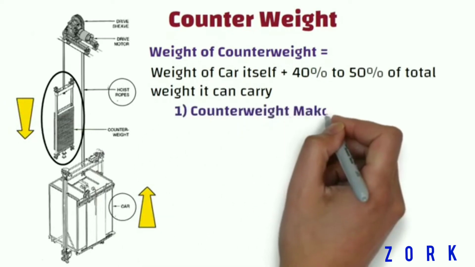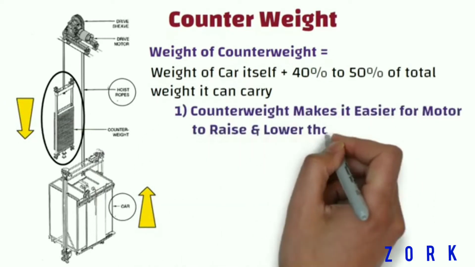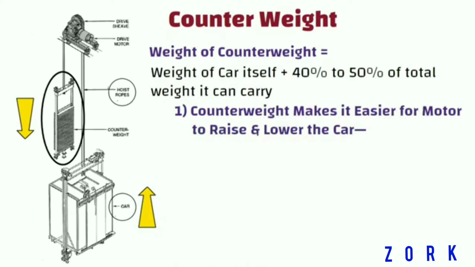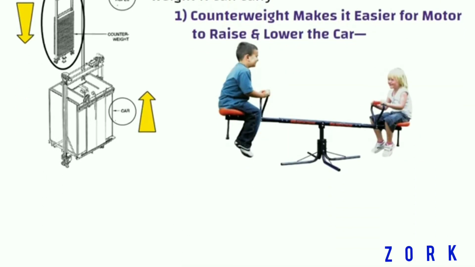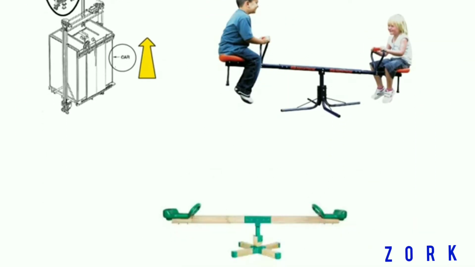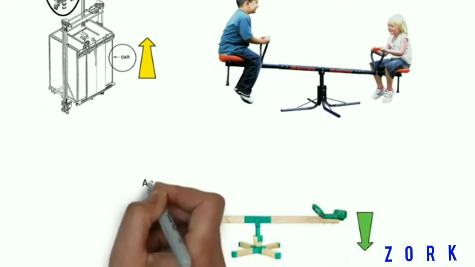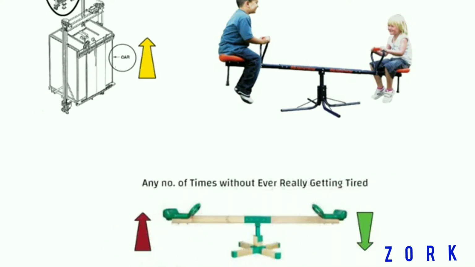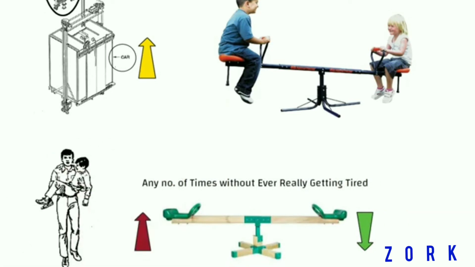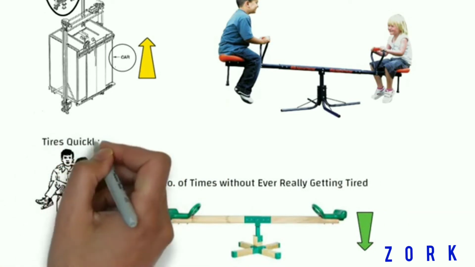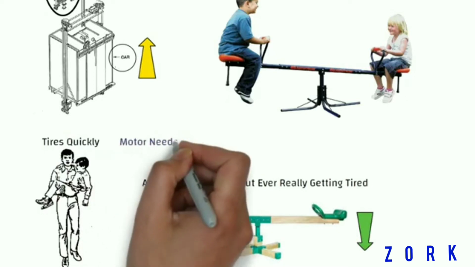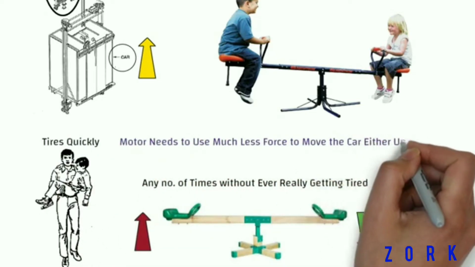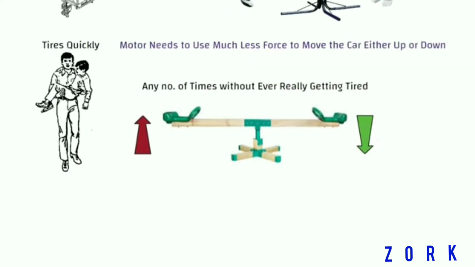The counterweight makes it easier for the motor to raise and lower the car. Just as sitting on a seesaw, assuming the seesaw is properly balanced, you can bob up and down any number of times without ever really getting tired. Quite different from lifting someone in your arms, which tires you very quickly. Hence the motor needs to use much less force to move the car either up or down.